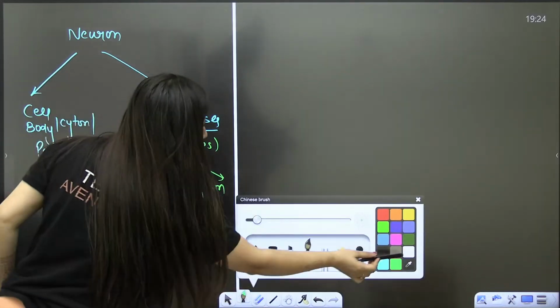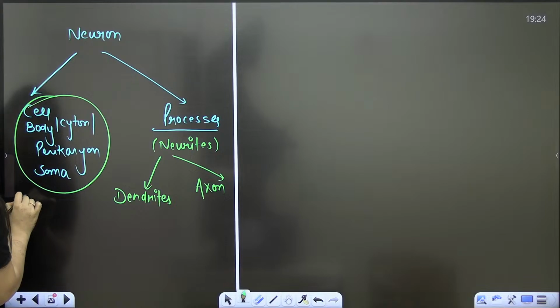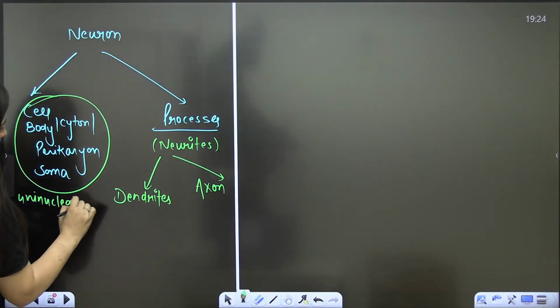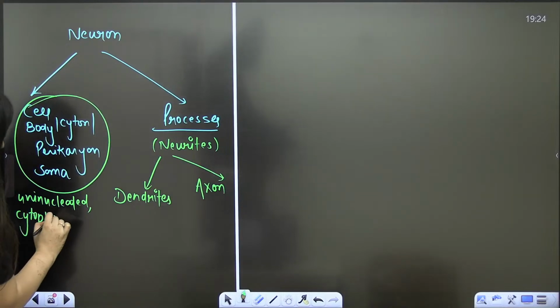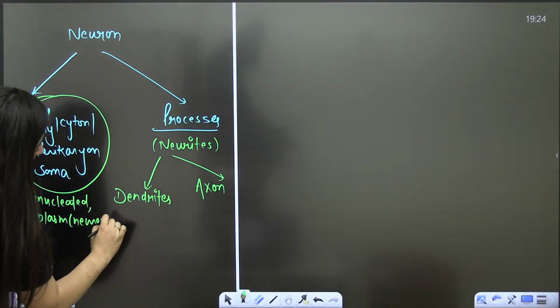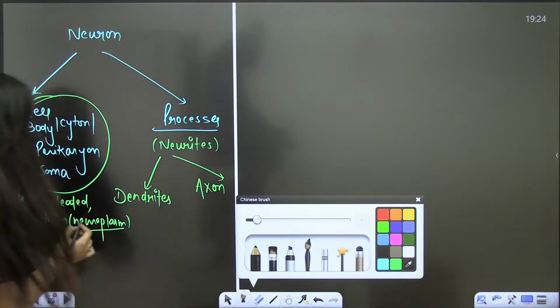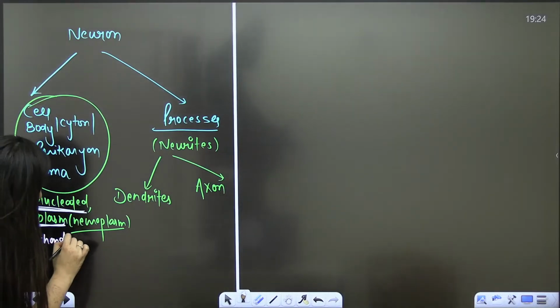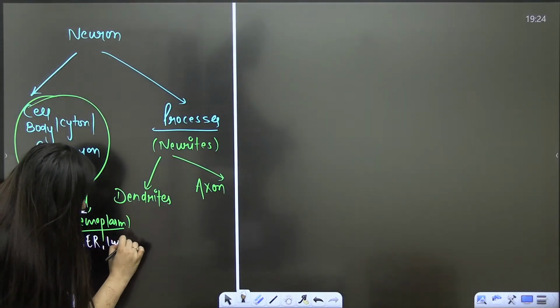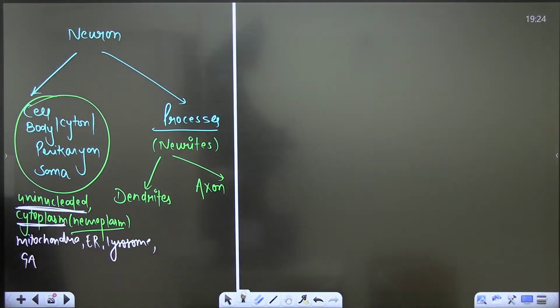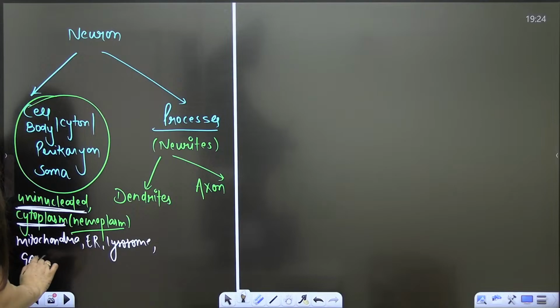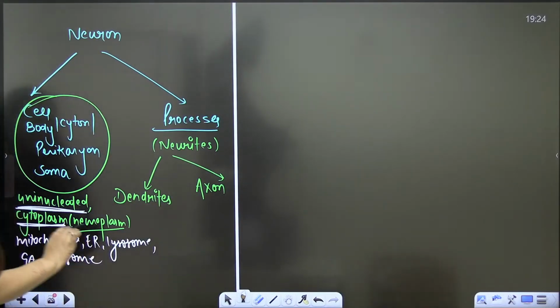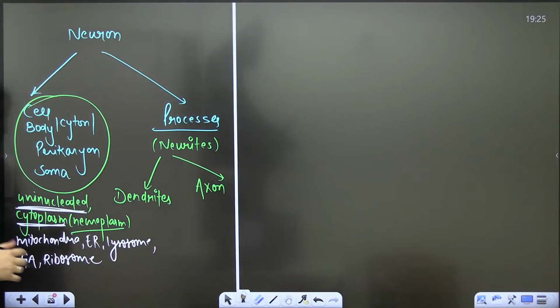Okay, so what do you have in the cell body? It is uninucleated, right? It is having the cytoplasm, of course. And for that cytoplasm, we can also use the word neuroplasm. Then mitochondria, obviously, it's a eukaryotic cell. So endoplasmic reticulum, lysosome, Golgi body, etc. They are all present, and even ribosome, which is very important for protein synthesis. Some fat globules are also there.